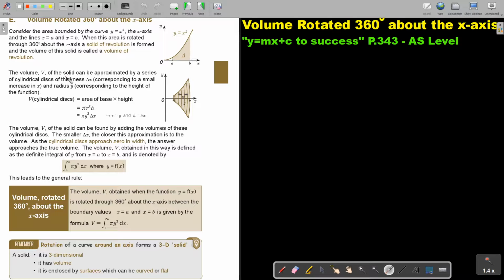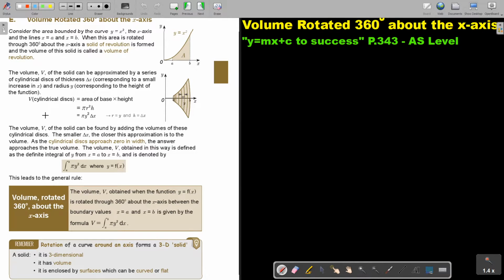The volume V of the solid can be approximated by a series of cylindrical discs of thickness delta x, corresponding to a small increase in x, just like we did with area when we were taking the rectangles. Now it's just three-dimensional, so now it's going in a circle, so it's going to give me cylinders. And the radius y corresponds to the height of the function. So how do I work out the volume of a cylindrical disc?